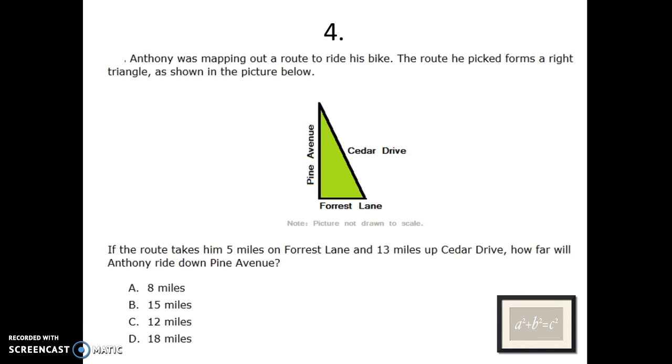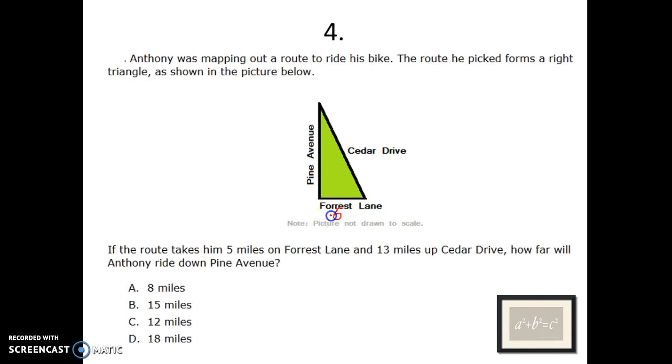Anthony was mapping out a route to ride his bike. The route he picked forms a right triangle as shown in the picture below. You can see the 3 roads that he rode on. If the route takes him 5 miles on Forest Lane, and I suggest the first thing you do is always label your diagram. So since we found out 5 miles on Forest Lane, I'm just going to put a 5 there.